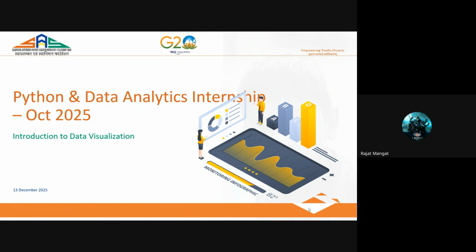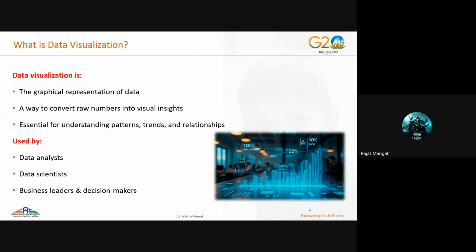So in today's session, we are going to cover the topic Introduction to Data Visualization. Today will be our 21st session of this Python internship program, and we are going to introduce you to what data visualization actually means. Till now, we have covered the practical and theory part of Pandas.